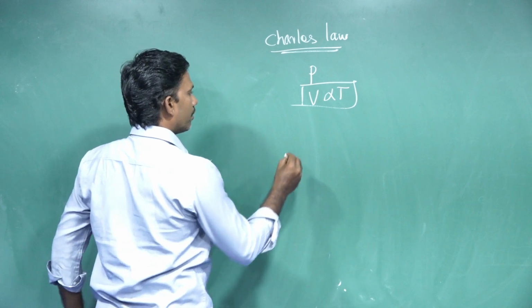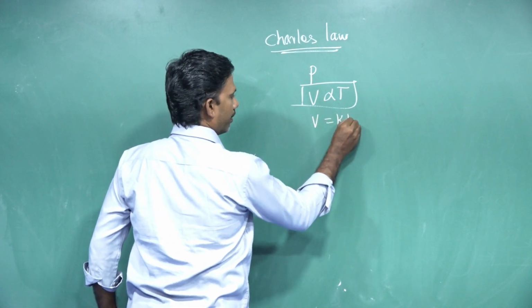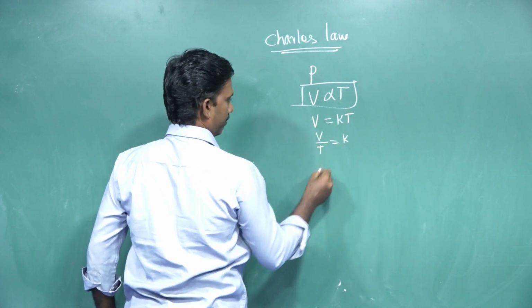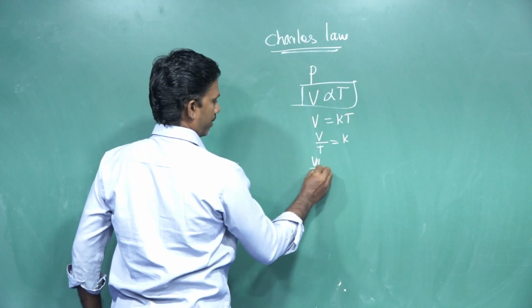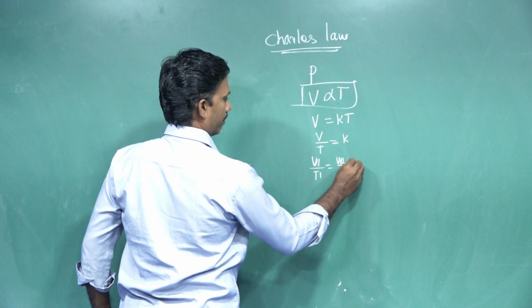Okay. Then V equals kT, or V by T equals k. In the same way, V1 by T1 equals V2 by T2, and this is equal to k.